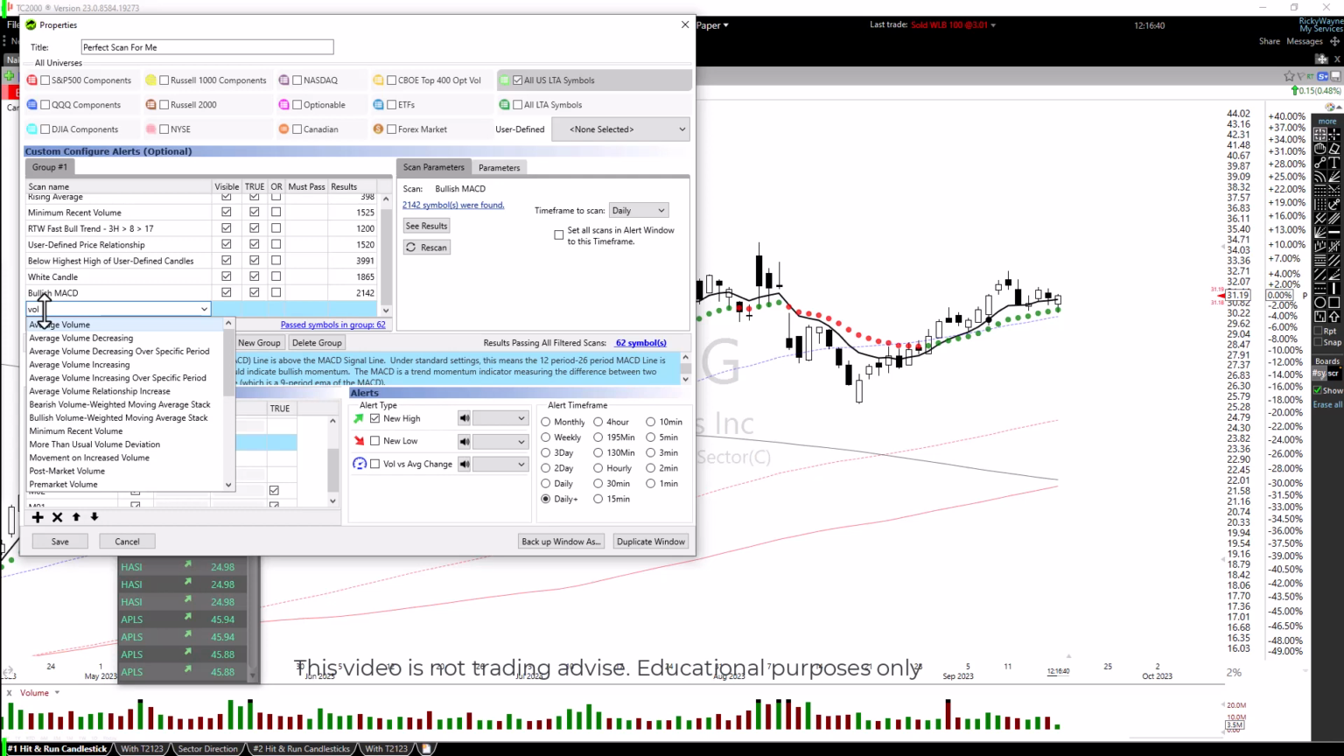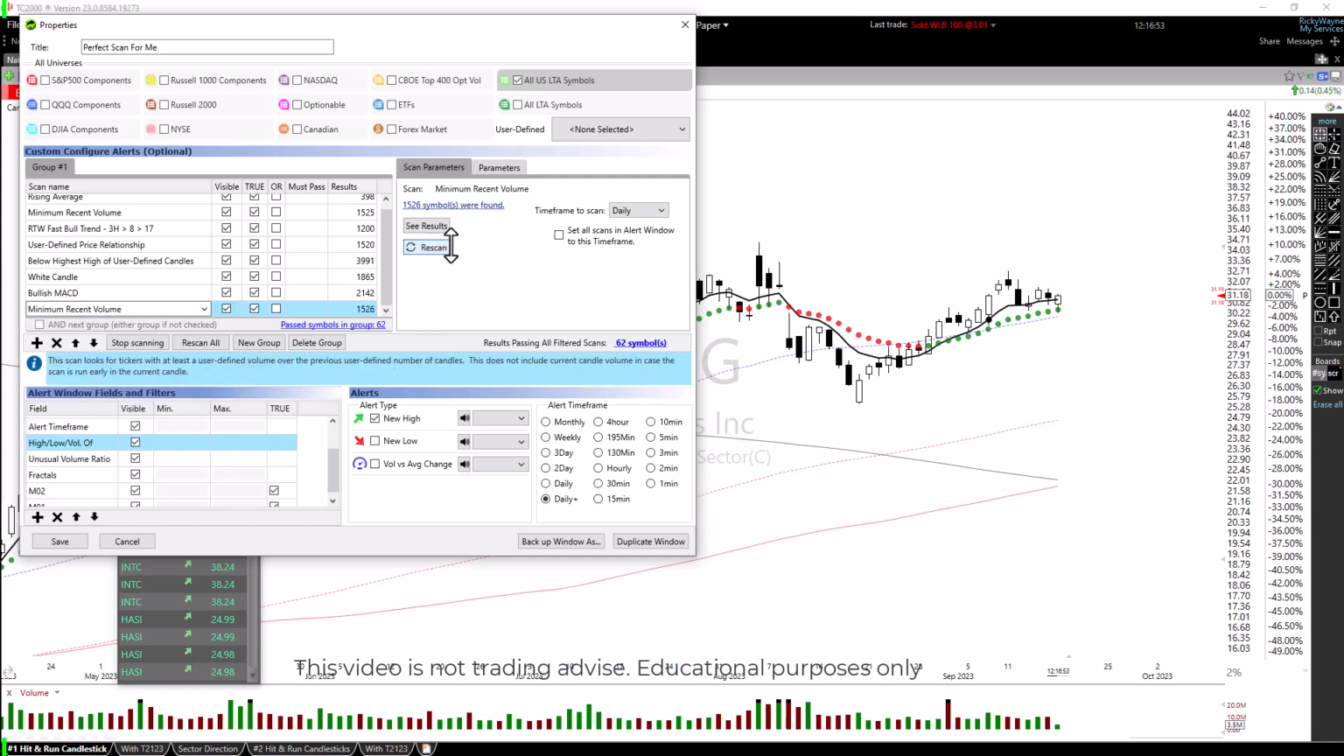But I know that if I just type in VOL, it pulls up everything with volume. And then I've just done it enough that I know about where it is right here. Minimum recent volume. And it comes out of the box exactly what I like. Right there. For the past 50 days, has to have 250,000 shares traded each and every day. All right.